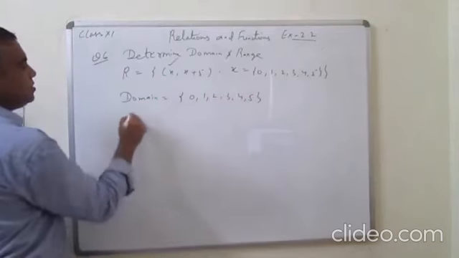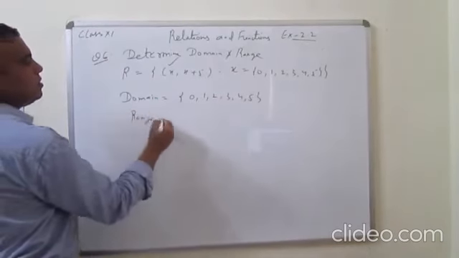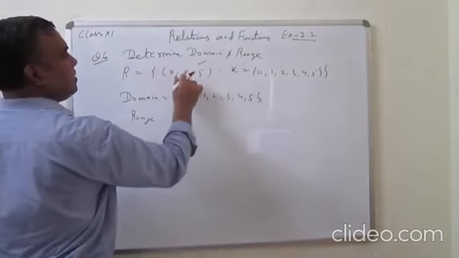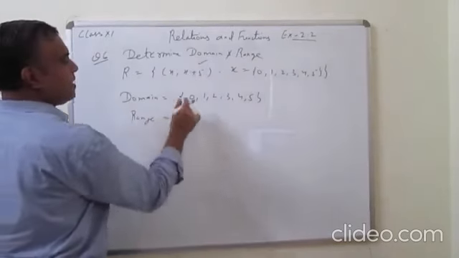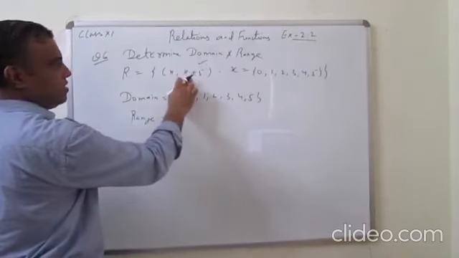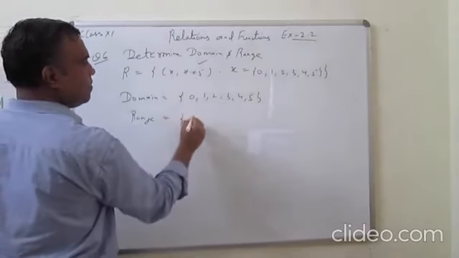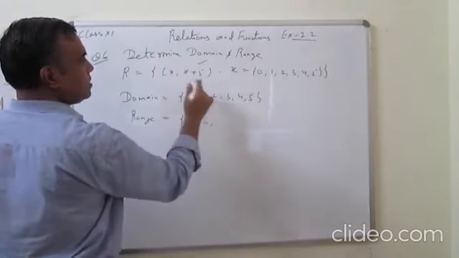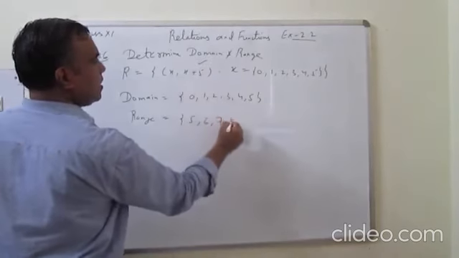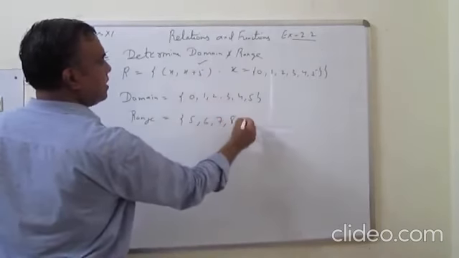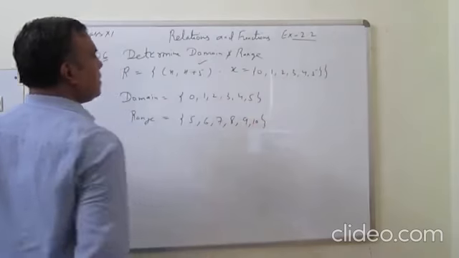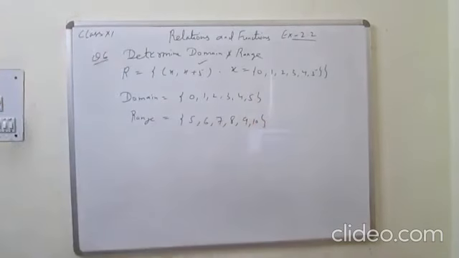What is range? Range is the second element. So how will you find the second element? By putting the value of x here. If we put 0, what will come? The range is 5, 6, 7, 8, 9 and 10. This is the domain and range.